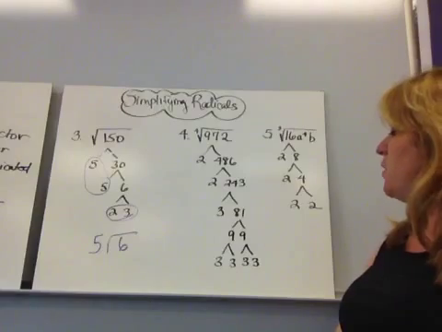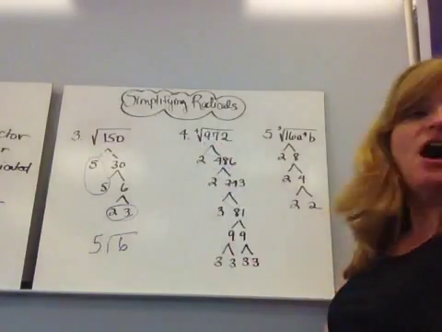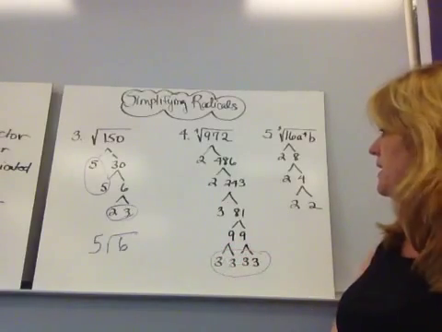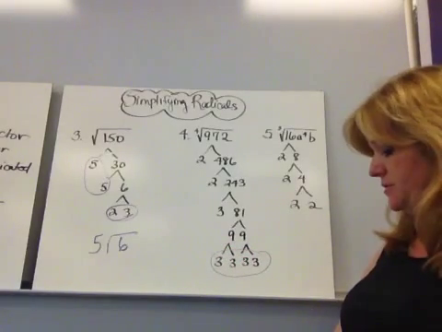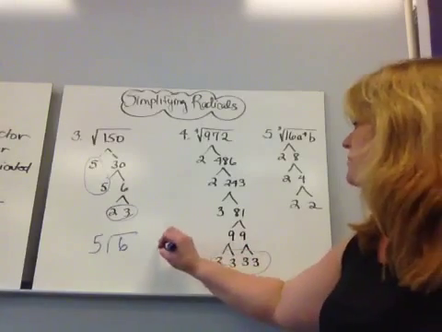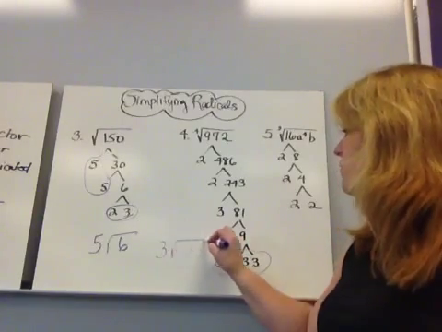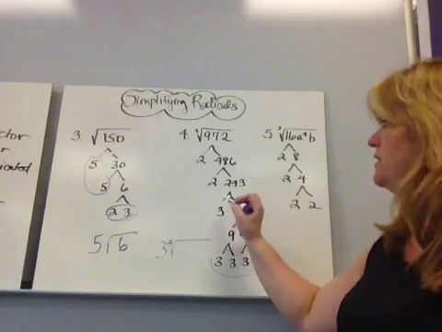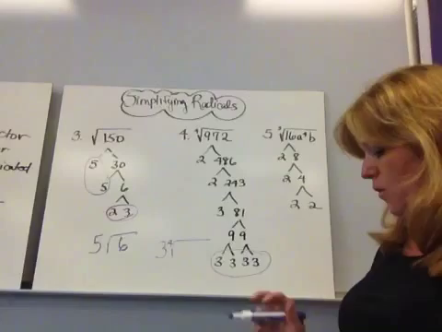Okay. So now I have to take out groups of 4. So I've got 4 3's that can come out, and that's it for groups, right? So the 3 can come out, so I have 3, 4th root, because that index stays the same, and then what's left over goes in there. 2 times 2 times 3, or 12.